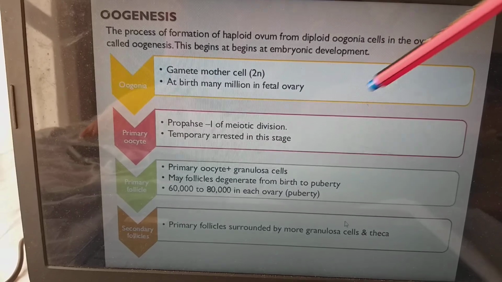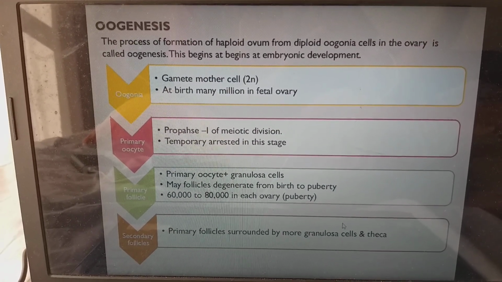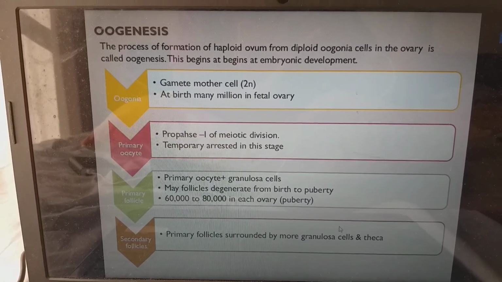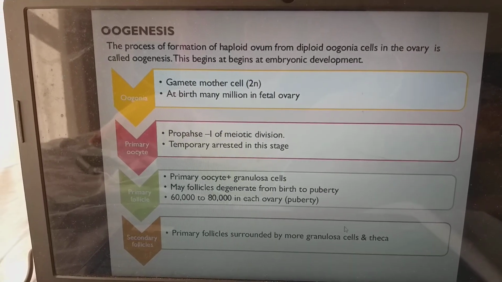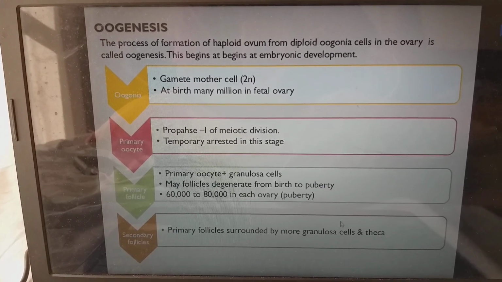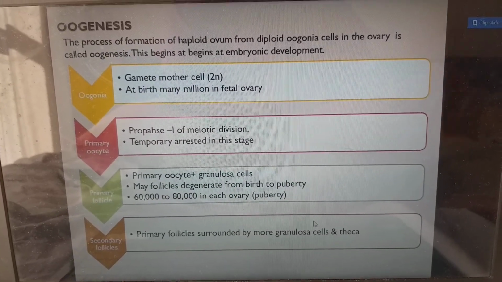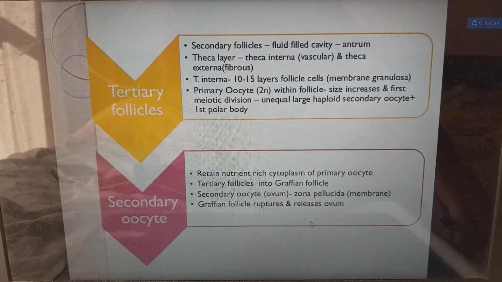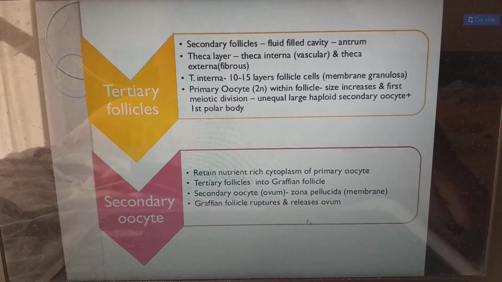So, many follicles degenerate from birth to puberty. Maximum around 60,000 to 80,000 in each ovary is present at the time of puberty, which is arrested in prophase 1. Next, secondary follicles. The primary follicle surrounded by more granulosa cells and theca, which are nothing but layers, we call it secondary follicles. Next, tertiary follicles. The secondary follicles will develop a fluid filled cavity which we call the antrum.